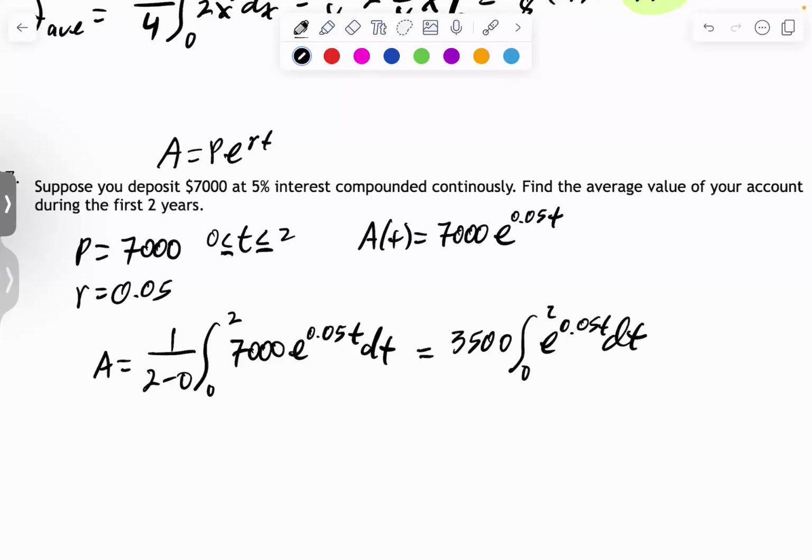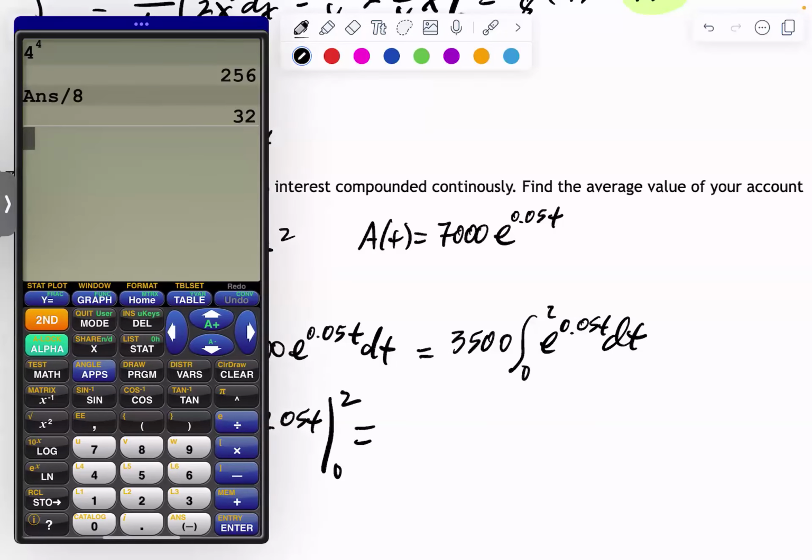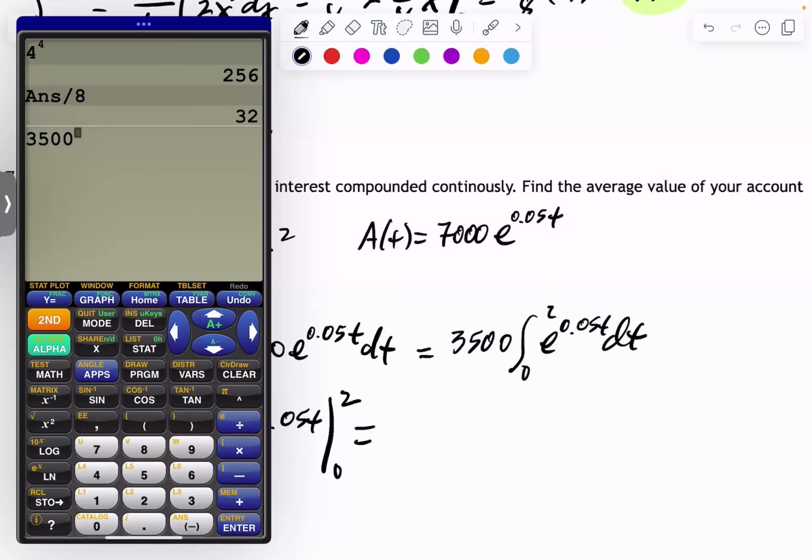And remember our rule from above, that we're going to get an extra 1 over 0.05 there. So 3,500 over 0.05 e to the 0.05 t from 0 to 2. Remember, e to the 0 power is 1, not 0. And 3,500 divided by 0.05, I hit the wrong button, sorry. 3,500 divided by 0.05, 70,000.